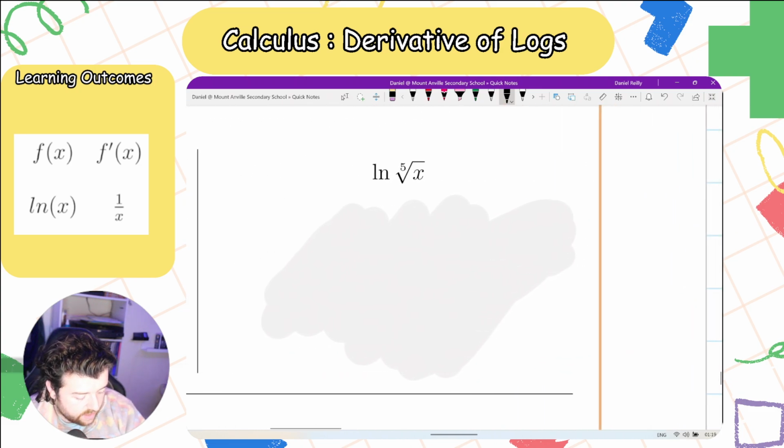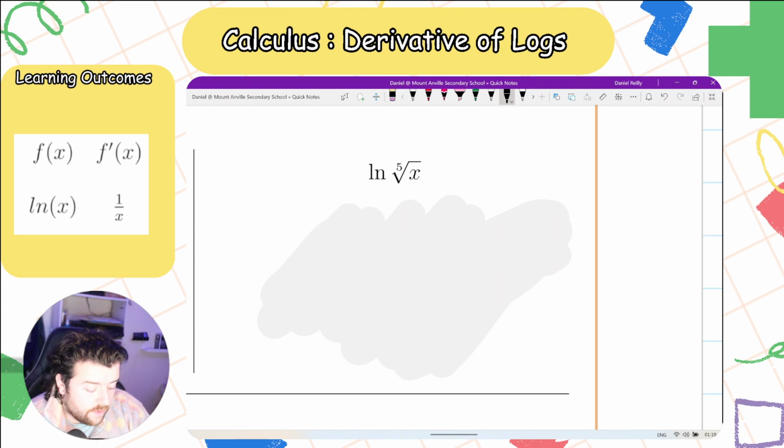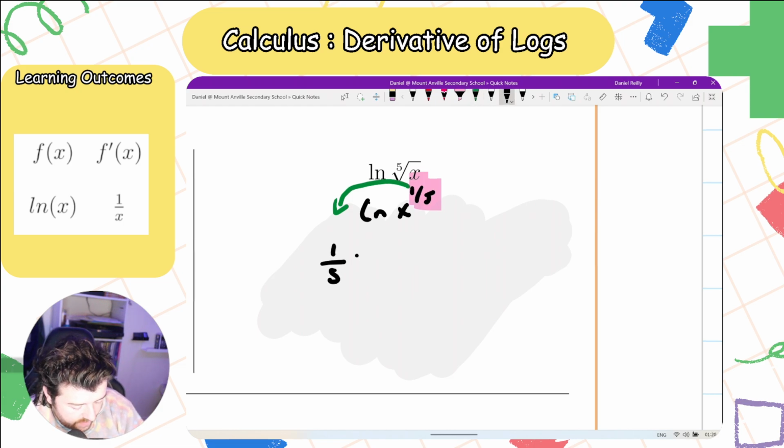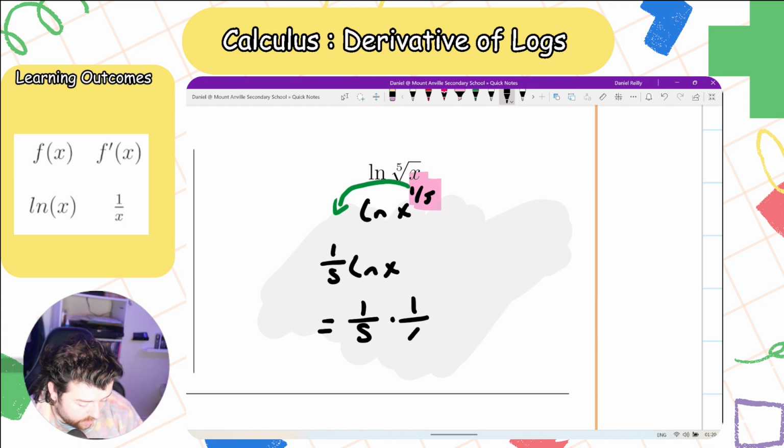Next one. Actually, also a good point to know here is using our log rules. We remember to use our rules of logs. They can make some questions a lot easier. Like this one, for example, ln of the fifth root of x. That's the same as ln x to the power of 1 over 5. And if you remember a rule of logs here, if I have a power, I can bring it down in front. So I can have 1/5 ln x, and the derivative of 1/5 ln x will just be 1/5 times the derivative of ln x, which is 1 over x.